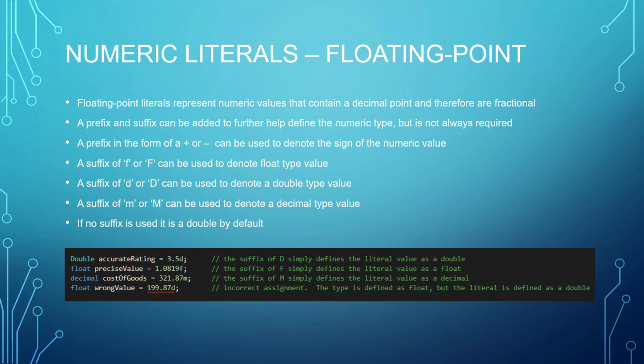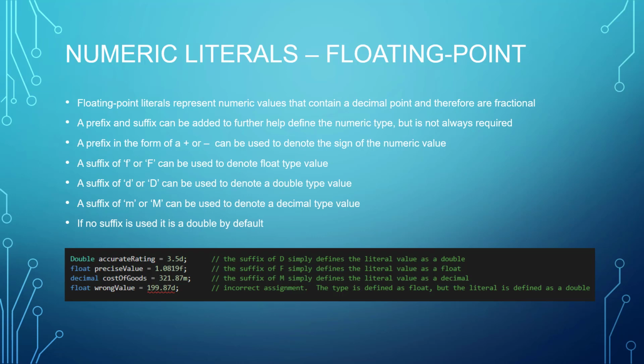And just to show you, if we look at the black box down below, here's a couple of examples. We declared a variable of type double, we called it accurate rating, and we assigned to it a value of 3.5 D. D just simply says, hey, treat this literal value as a double. The good thing is that we've defined the data type as a double, so it accepts 3.5 D without a problem.